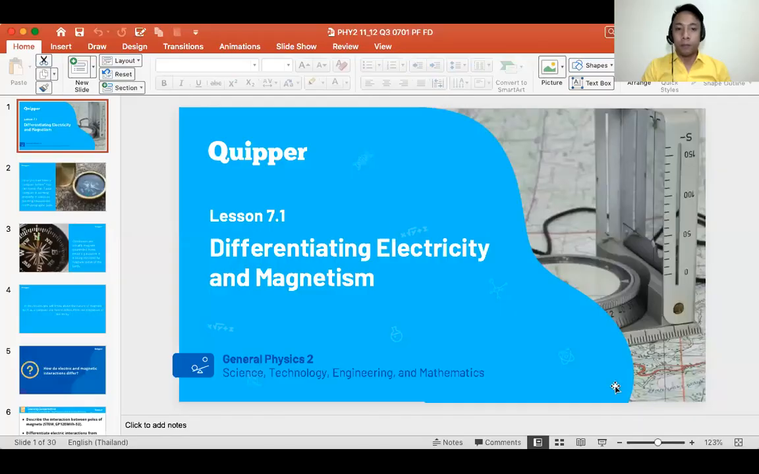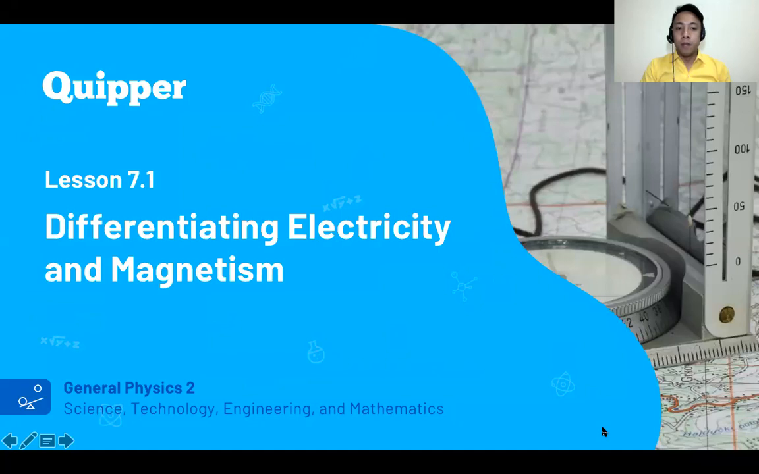So we have differentiating electricity and magnetism. So we are done with electricity. Let us now continue our Physics 2 class with magnetism. Now, let us differentiate those two. So that will be our topic for today.